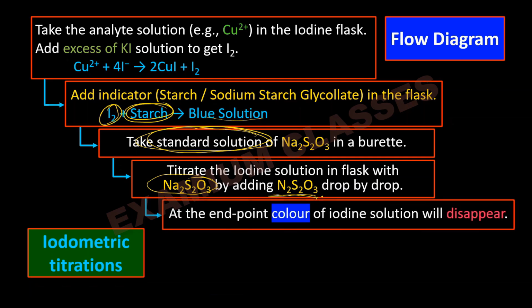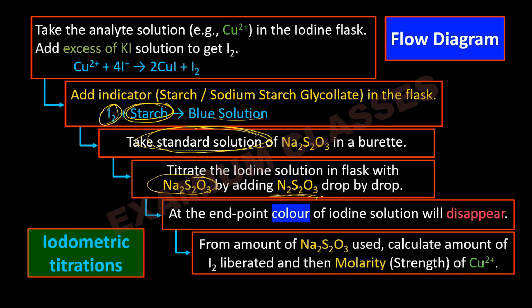At the end point, the color of the iodine solution will disappear. It means we know how much Na2S2O3 was used. From that we will calculate how much iodine was liberated. From that we will calculate how much copper sulfate was present. So from the amount of sodium thiosulfate used, calculate the amount of iodine liberated and then the molarity, that is the strength of copper sulfate.